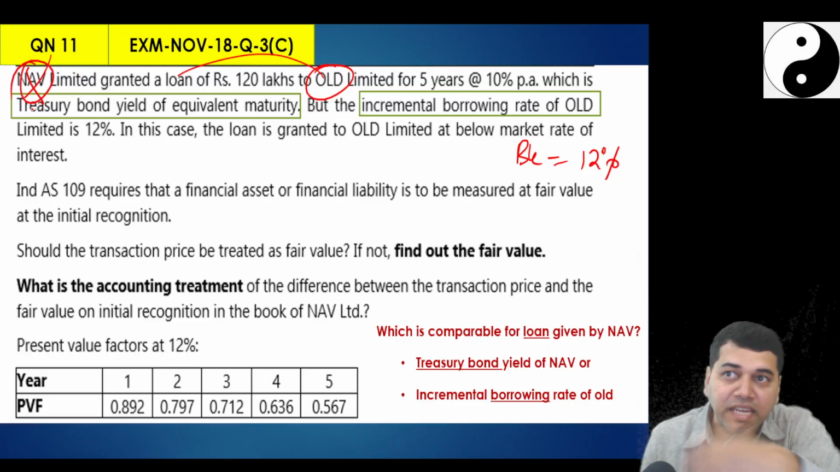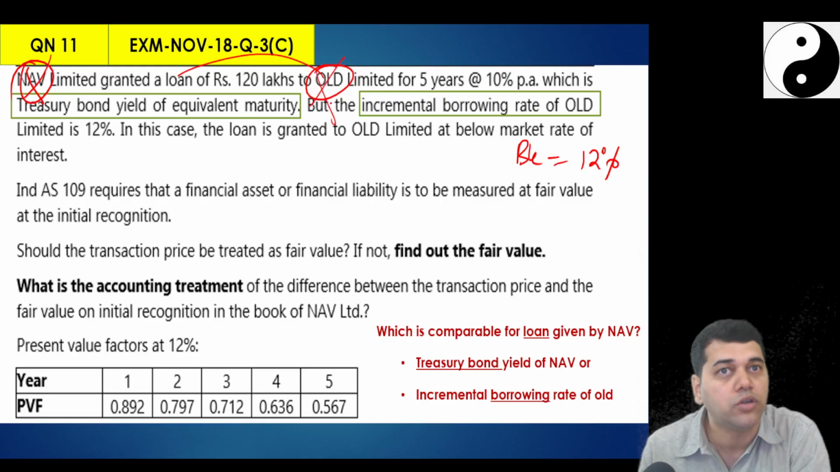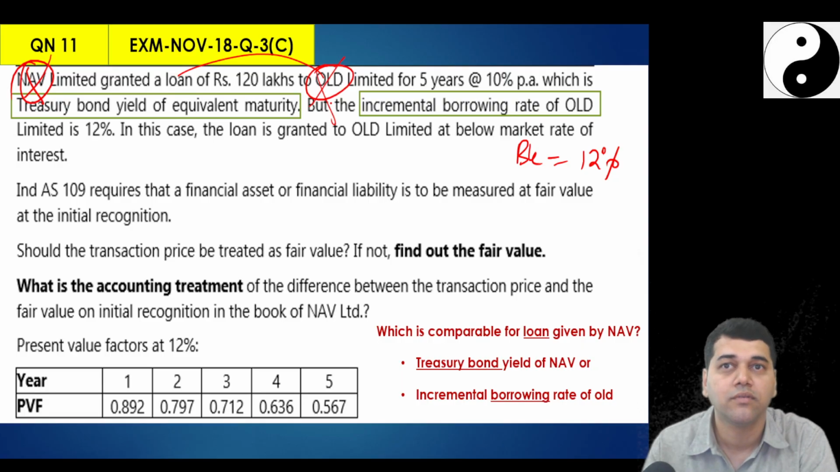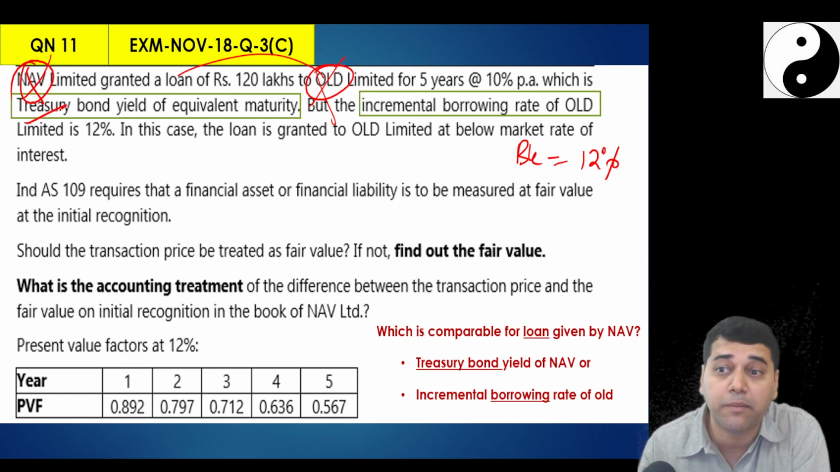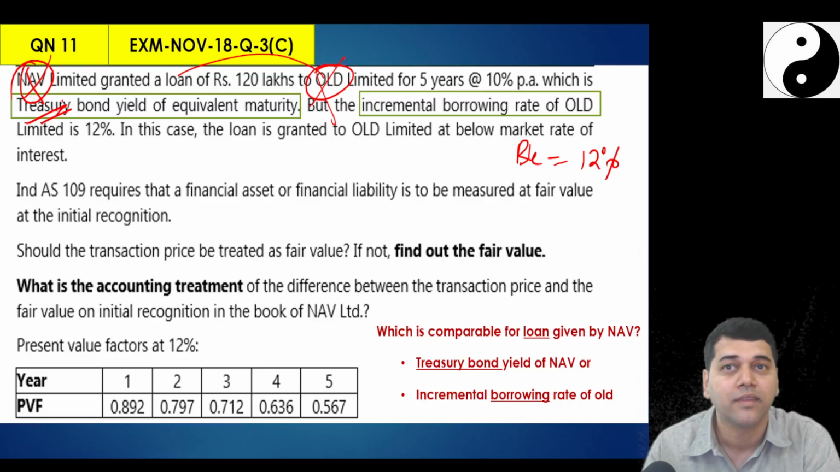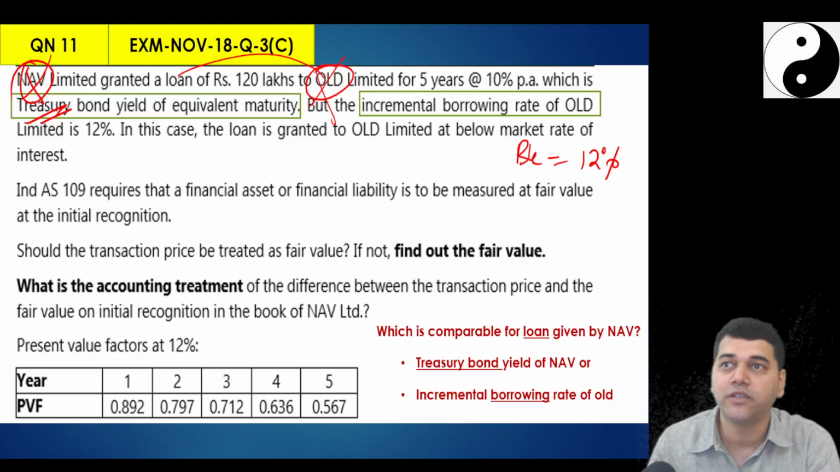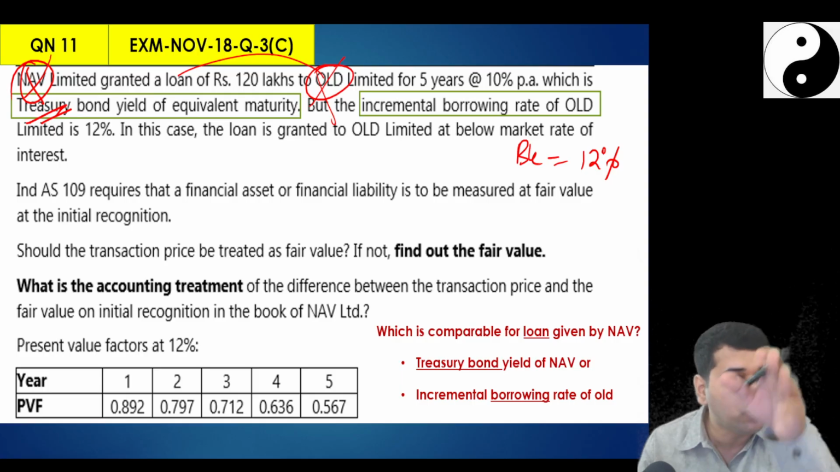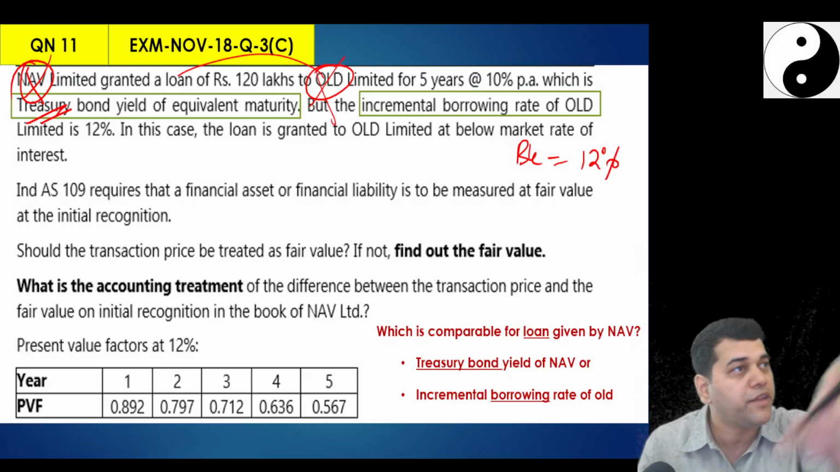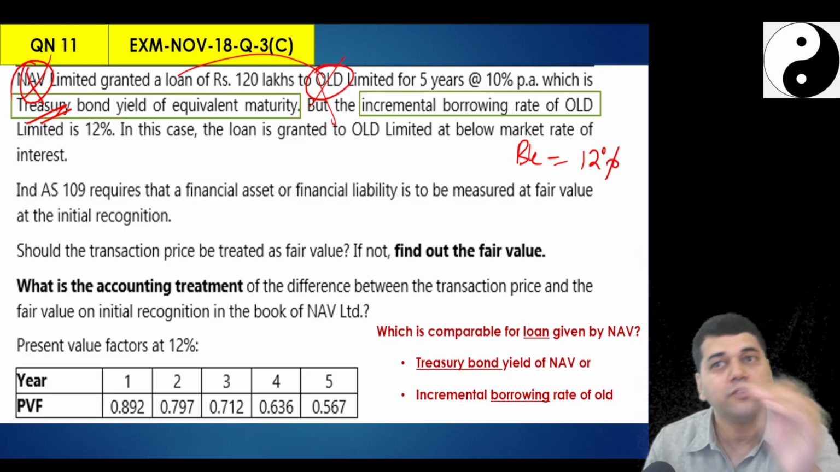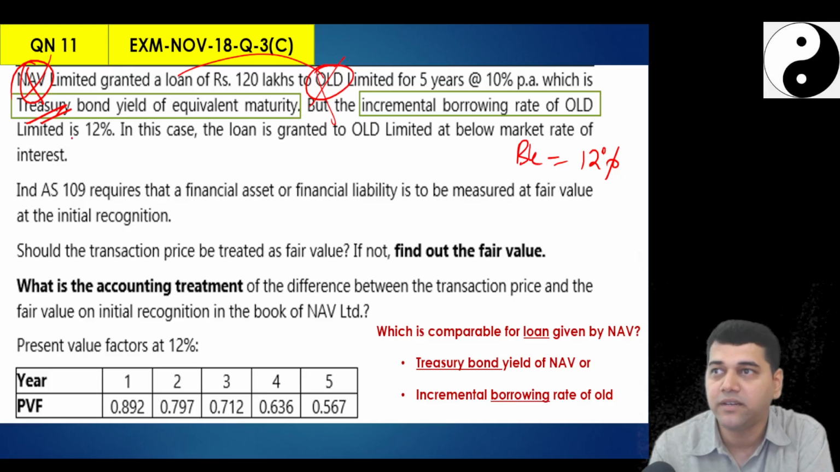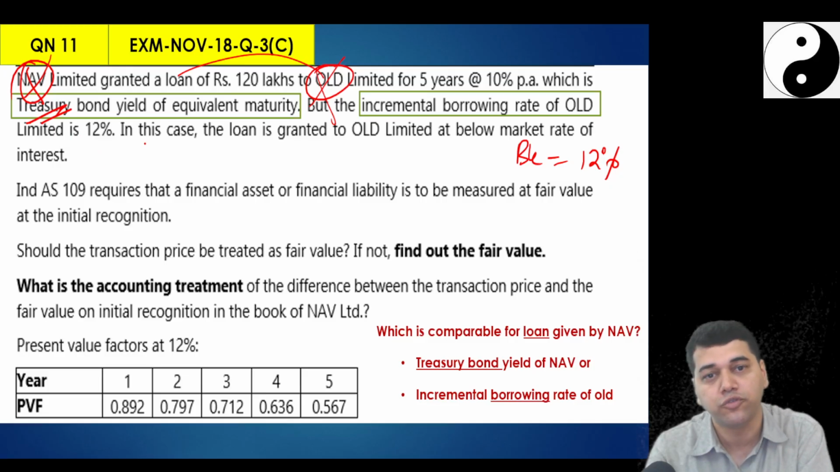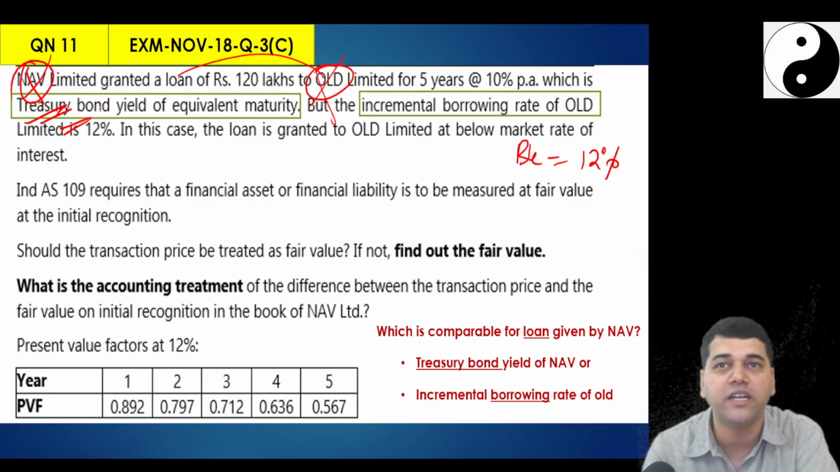Okay. If NAV doesn't want to give a loan to Old, what can NAV do? Deposit where? Which bank? Have they told you? They said you can deposit in treasury. What is a treasury bond? What are government bonds? So what is your option now? Your option is, if you can't give a loan to him, you would have invested there. Now, from whose perspective are you discounting here? NAV Limited. For NAV, which discount rate should we take? Should we take 12% or should we take this treasury bond yield?